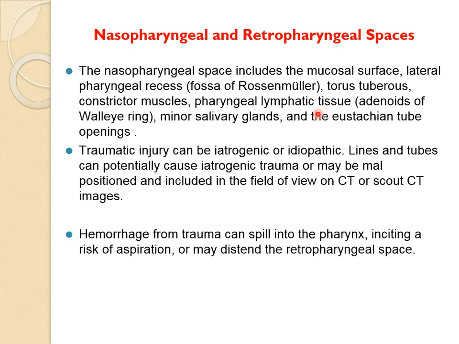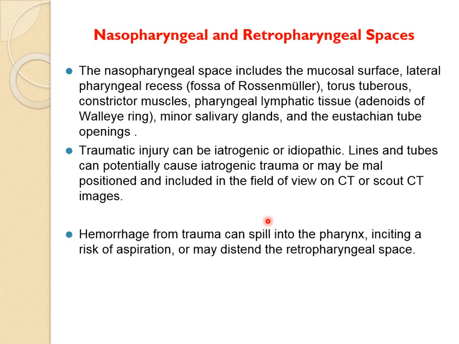The contents of the nasopharyngeal space are the torus tubarius, the lateral pharyngeal recess, the pharyngeal lymph nodes, minor salivary glands, and the eustachian tube opening. Traumatic injury can be iatrogenic or idiopathic. It may be caused by malpositioning in the field of view of the CT scan. We look at the nasopharyngeal spaces for any hemorrhage from trauma.